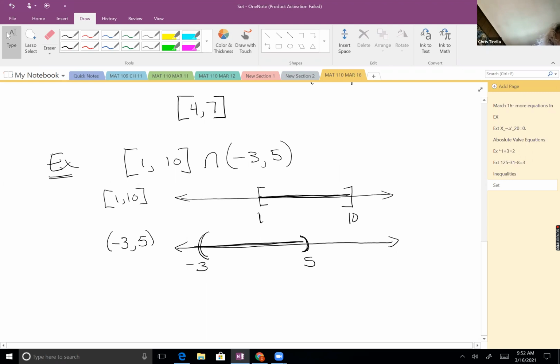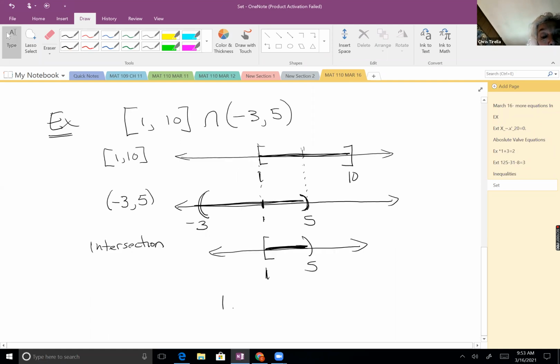So now, if I look for their intersection, what they have in common, let's see, they both include the number 1. They overlap until 5. The first set includes the 5, but the second one doesn't. And so I would have my intersection be the interval that's closed at 1 and open at 5, and all of the values in between. So far, so good?